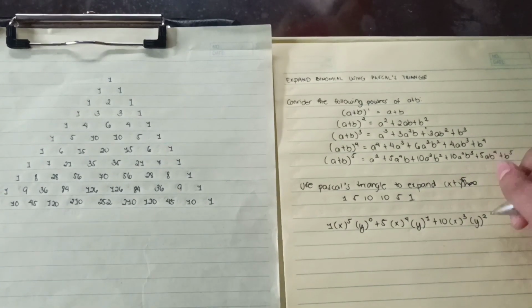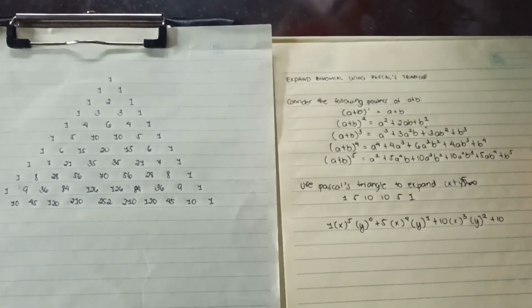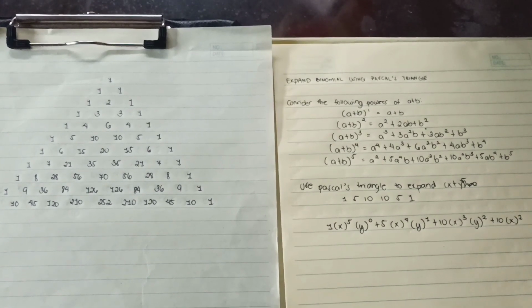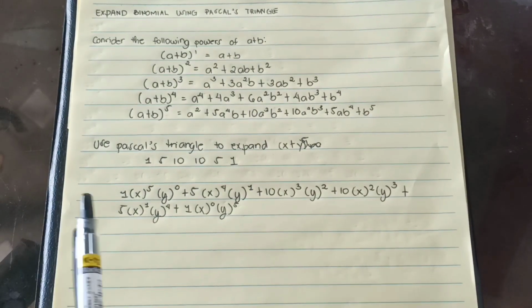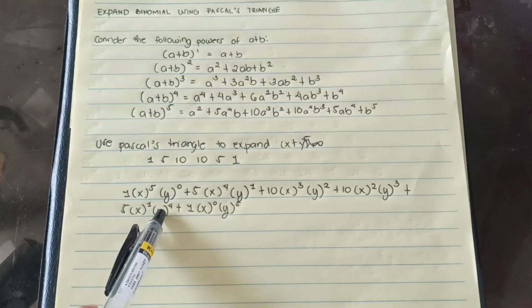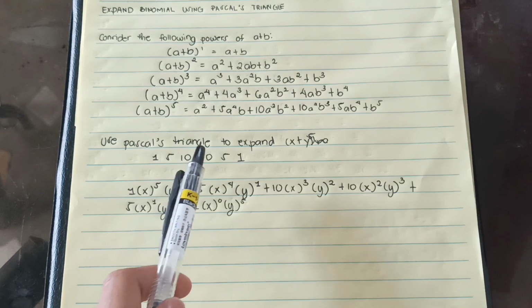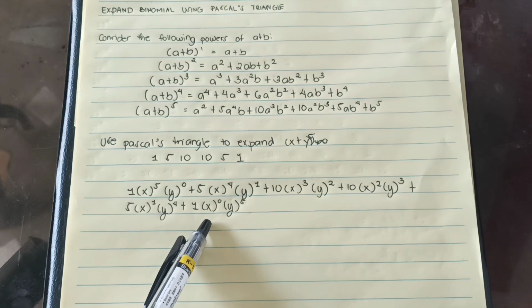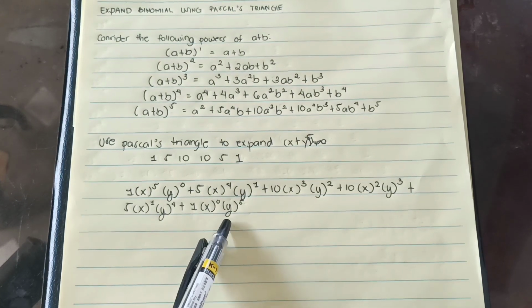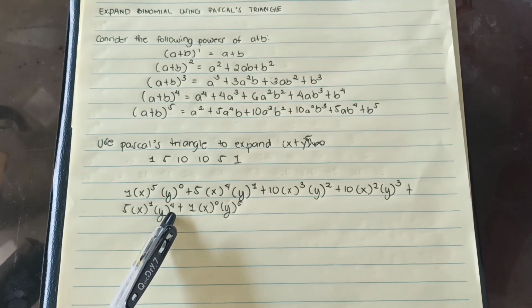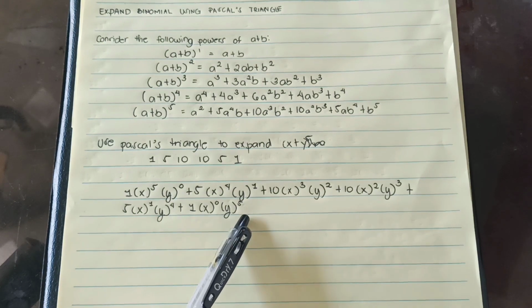So next we have 10. So that is 10 times x squared times y cubed, followed by 5 times x raised to 1 times y raised to 4. Then our last term, we have plus 1 times x raised to 0 times y raised to 5. Since the exponent here is 4 plus 1, that's equals to 5.